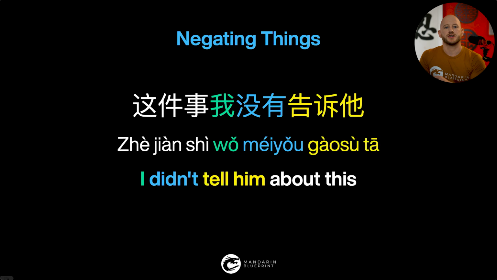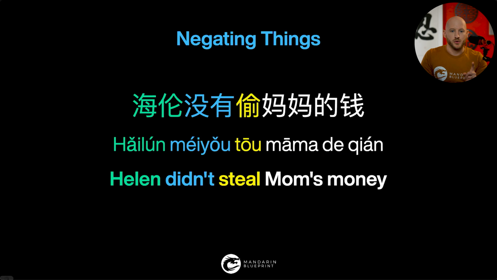Here's another example. 这件事我没有告诉他. I didn't tell him about this. So 告诉 is the action, 没有告诉, right? So didn't tell. And you would know for sure that it's not have, because 告诉 is never a noun. It's always a verb. You might say this in the context of somebody asking, did you tell him my secret? No. 这件事我没有告诉他. I didn't tell him this. 海伦没有偷妈妈的钱. Helen didn't steal mom's money. Well, thank heaven for that.